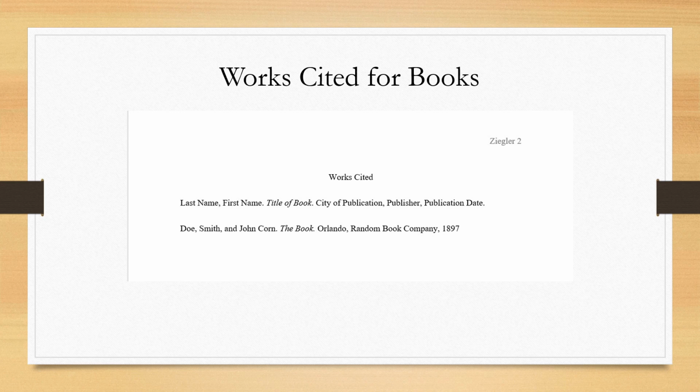When citing a book, you list the author's last name, comma, first name, period, title of the book in italics, period, city of publication, comma, publisher, comma, and publication date. The city of publication should only be used if the book was published before the 1900s, or if the publisher is unknown in North America. If the source has more than one author, as in this example, list just the last names of the first two authors, followed by the full name of the last author.